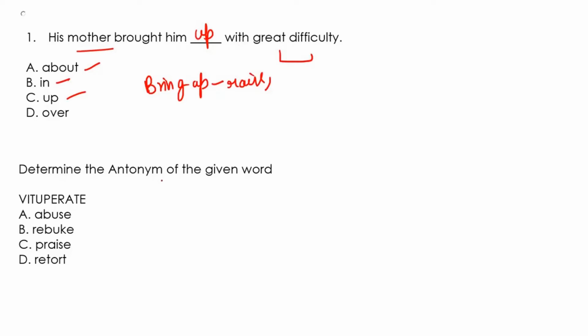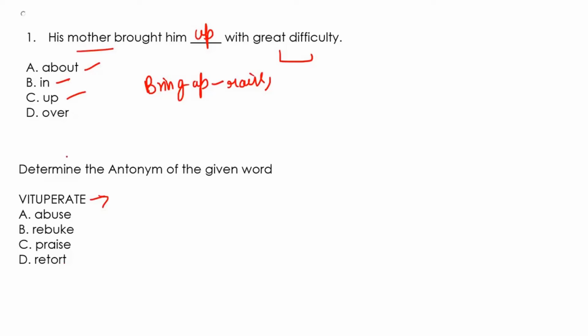Next is determine the antonym of the given word. So a word is given to you and you have to determine the antonym of that. So the word is vituperate. Okay, the word is vituperate. So first of all, for determining the antonym, you must be aware of the meaning of that particular word. So what is the meaning of vituperate? To condemn someone, किसी की निंदा करना, or to spread negative information, right? So that is something related to rebuke, abuse or so.